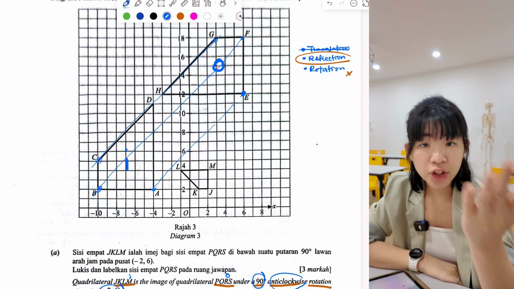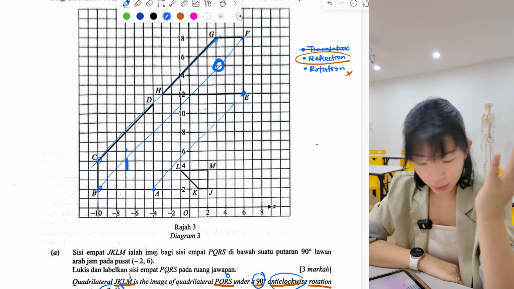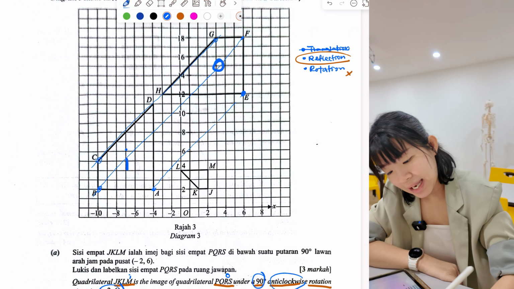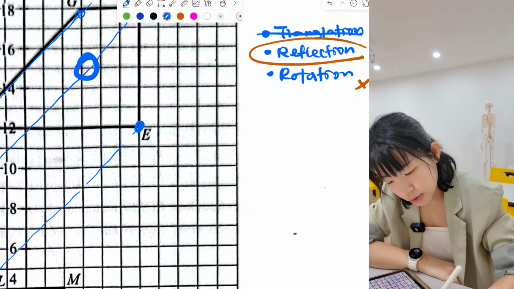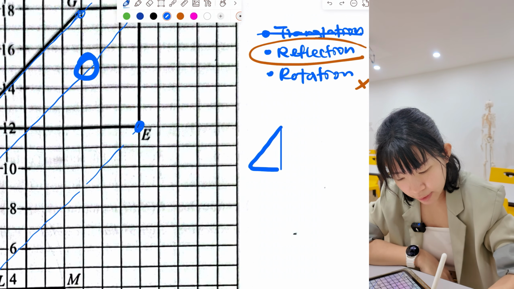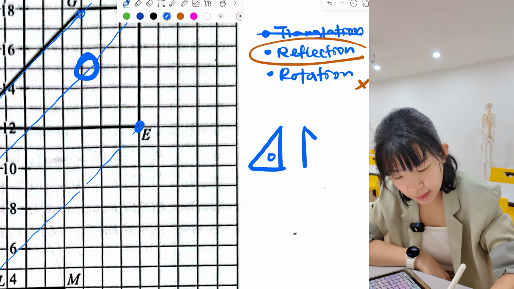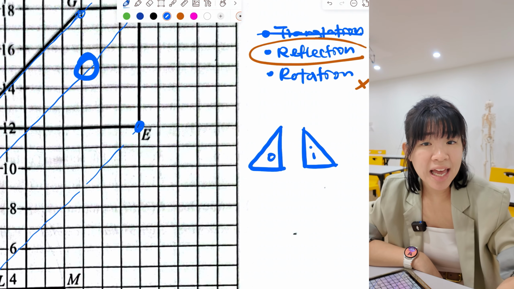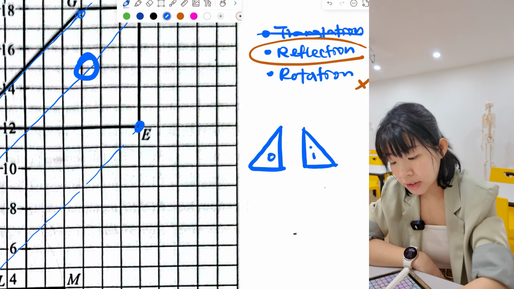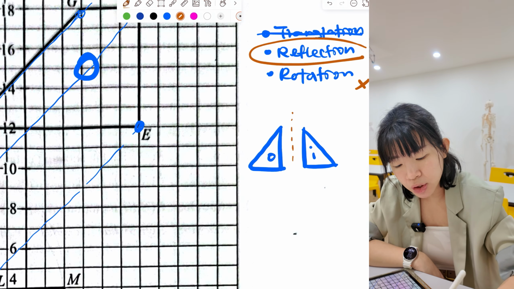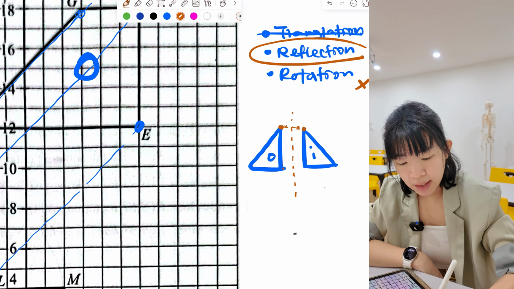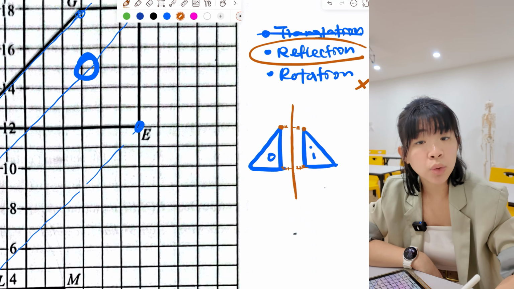So for reflection, what do we need to describe? What do we need to find? For reflection, the most important thing is the line. Let's say for example, this is the object. If it's reflected, this is the image. So the line, we call that axis of reflection, paksi pantulan, is always in between the object and image. We need to find this. Object, image, the distance must be the same. So this axis of reflection is always between object and image.